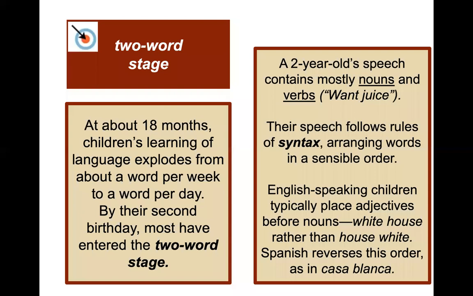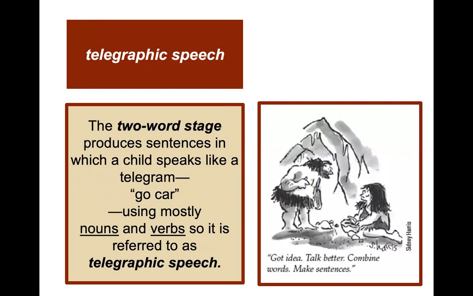Their speech follows rules of syntax, arranging words in a sensible order, and it's magical how it unfolds. English-speaking children typically place adjectives before nouns, white house rather than house white, and Spanish-speaking natives reverse this order, such as casa blanca. Telegraphic speech, the two-word stage, produces sentences in which a child speaks like a telegram, like go car, using mostly nouns and verbs.